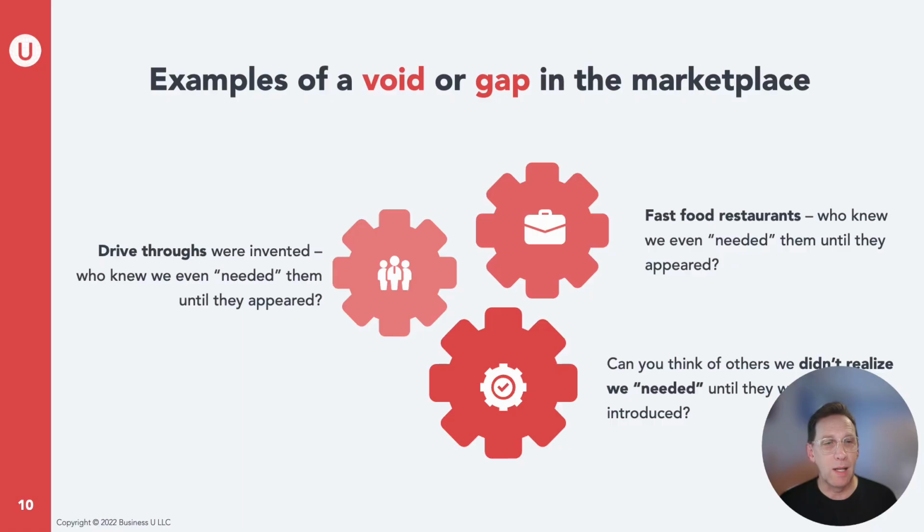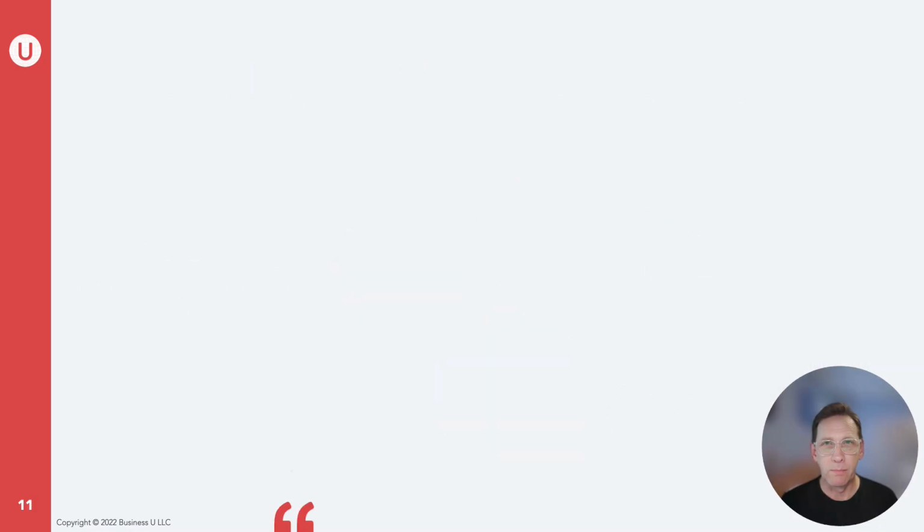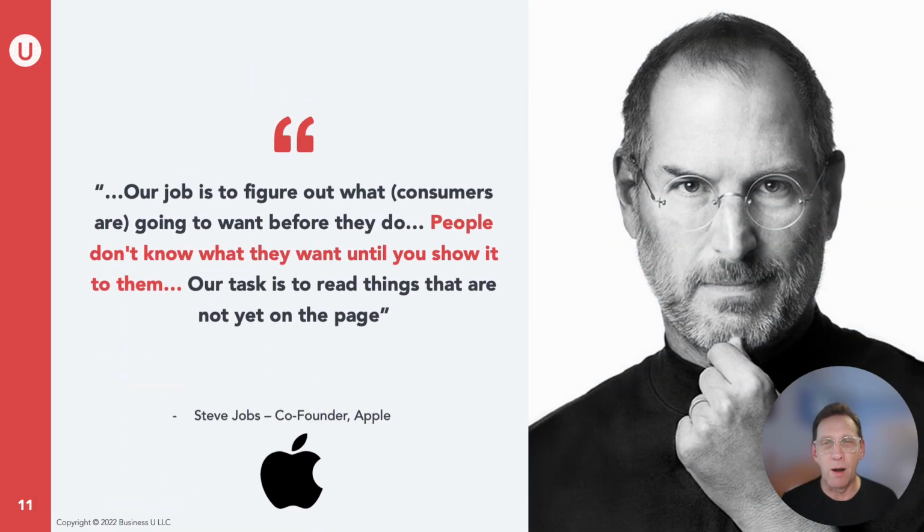Now, what about any other examples? Can you think of any others that we didn't realize we needed until they were actually introduced? Well, here's one for you. Steve Jobs said, "Our job is to figure out what consumers are going to want before they do. People don't know what they want until you show it to them. Our task is to read things that are not yet on the page." Think about that. We as consumers didn't even know we needed or wanted iPhones or smartphones until Steve Jobs introduced them to us.